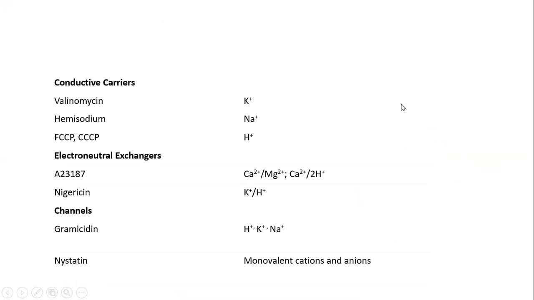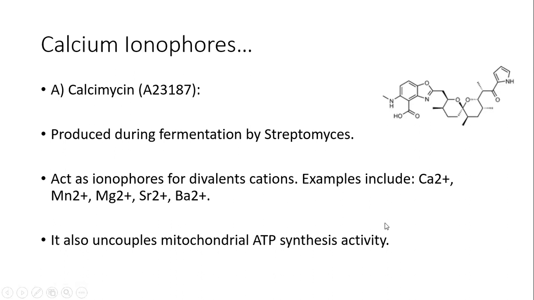Conductive carriers, for example, valinomycin, which is for K plus, hemisodium for Na plus, FCCP, triple CP for H plus. Electron neutral exchangers are there: nigericin for K plus and H plus. Channels: gramicidin and nystatin. Gramicidin, remember where we studied it? In the previous lectures we discussed gramicidin, right? It comes under the category of small linear peptide toxins. Now let's talk about these ionophores.